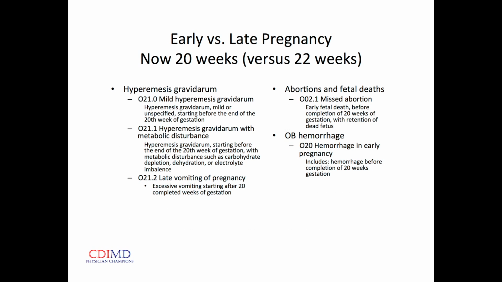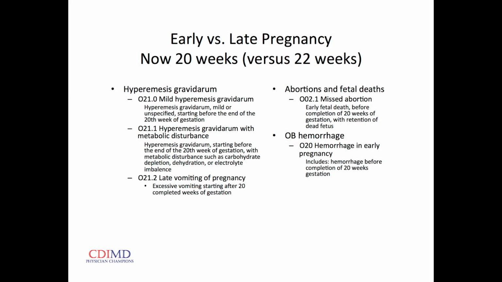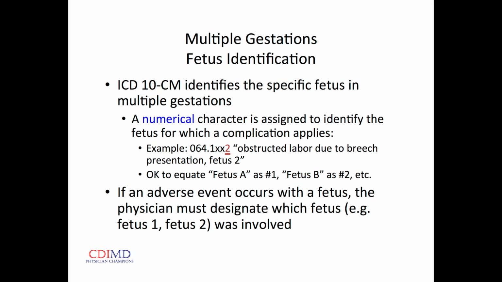Now, they've changed the demarcation of what they call early versus late pregnancy. Used to be 22 weeks, now it's 20 weeks. I don't know, did the obstetric literature do that, or is it just a coding thing that they made up? I'm unable to answer that question. It may have impact, if somebody delivers at 21 weeks, now you can code it as a delivery rather than a miscarriage or a spontaneous abortion. And so many of these lines of demarcation are so arbitrary. Now, with multiple gestations, they have different codes for different fetuses.